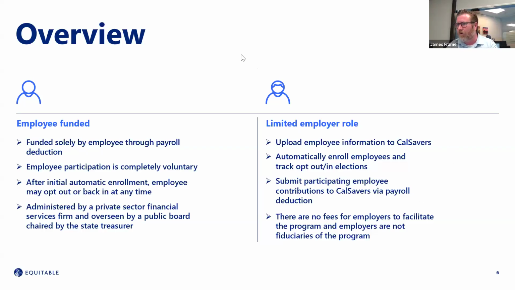So the employer role, this is a really big one for you. If you are the employer, it's so simple. All you have to do is upload employee information into CalSavers. It's that easy. It's kind of like loading the information, or having HR load the information, for a 401k. You can automatically enroll employees and track opt-out elections, that's super nifty. You don't have to talk with anybody else. It's already tracked within the actual website itself. And then you can also submit participating employee contributions to CalSavers via payroll.